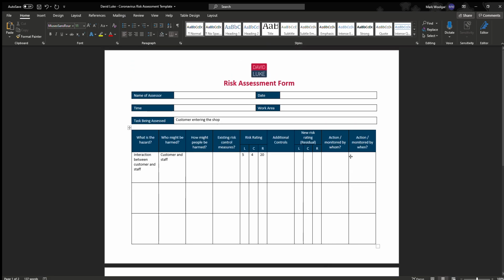So additional controls for there, we would list those out, an obvious one being restricting the number of people in the shop. Just like a supermarket, depending on the size of the shop, you need to decide a number of people who might be allowed in the shop at any given time. If you're restricting it to say 1 or 2 customers, that would reduce the likelihood, whilst obviously the consequence if you contract coronavirus would remain the same.